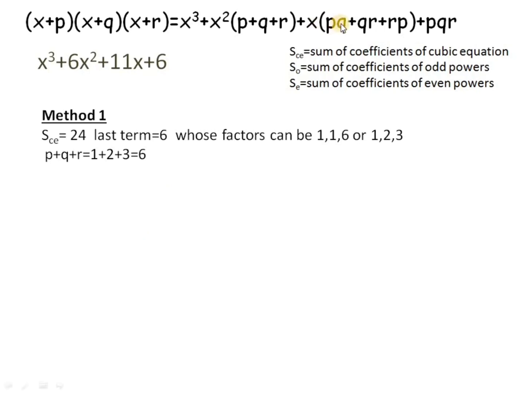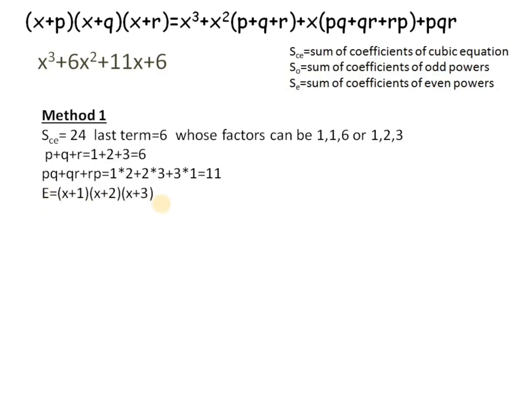So let us calculate pq plus qr plus rp. And when we try to do it, we got exactly 11, which matches with the c term as well. So that indicates that whatever factors we took, they are the actual real roots of this cubic equation. And we can express the equation in terms of its factors.